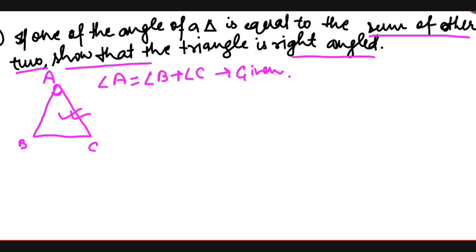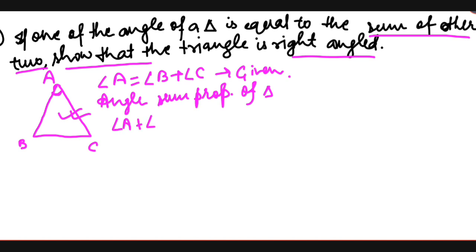Now, how will we solve it, students? We know from the angle sum property of triangle that the sum of all the angles, angle A plus angle B plus angle C, will be equal to 180 degree.